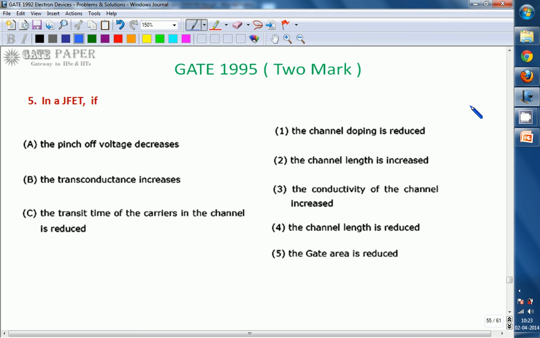So there are 5 possibilities given. First one on the right hand side is the channel doping is reduced, channel length is increased, and the conductivity of the channel increases, the channel length is reduced, the gate area is reduced. Out of these 5 possibilities we have to match the related ones for A, B, C.